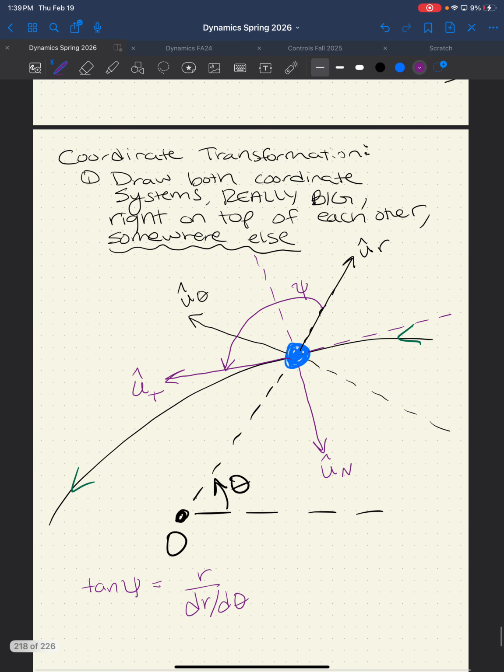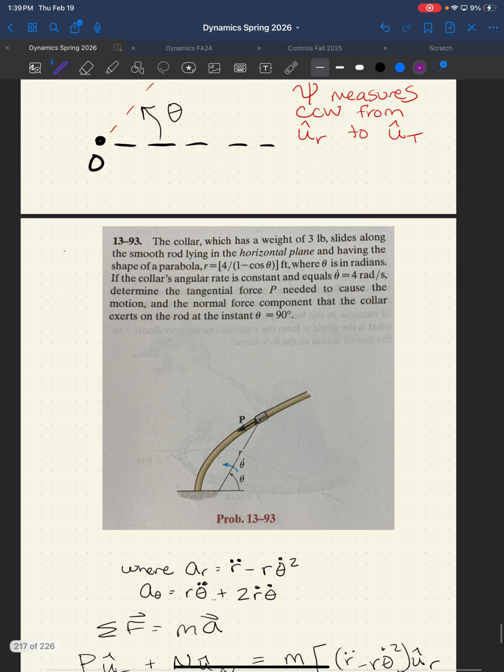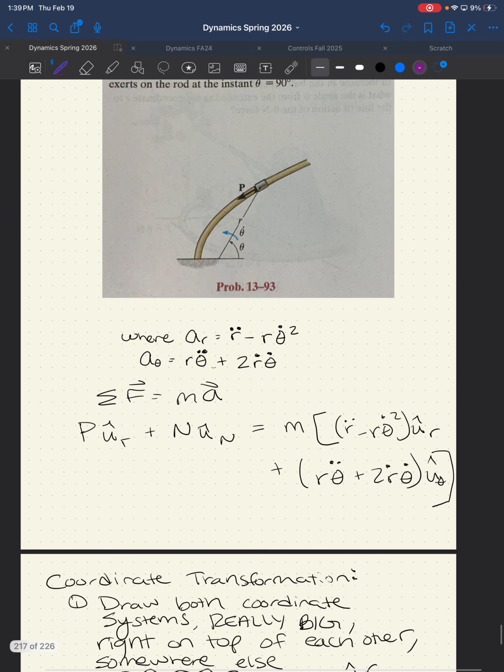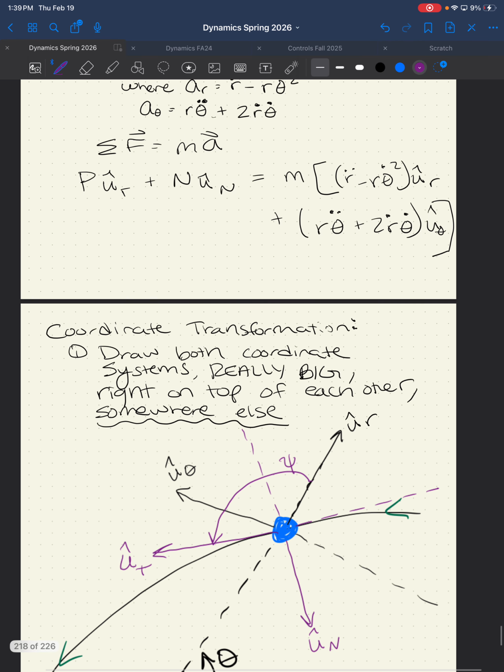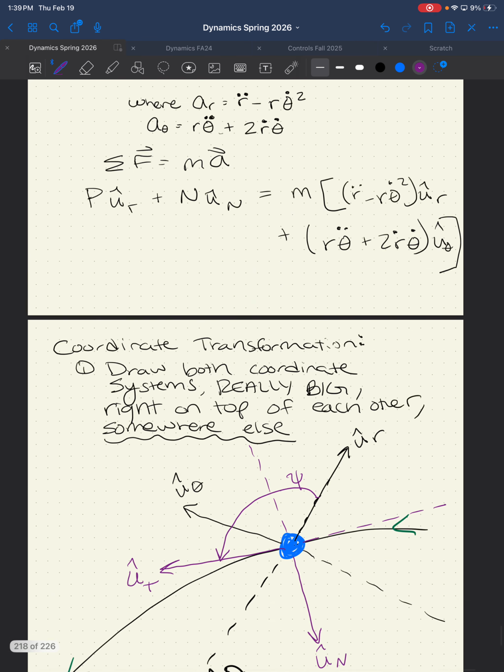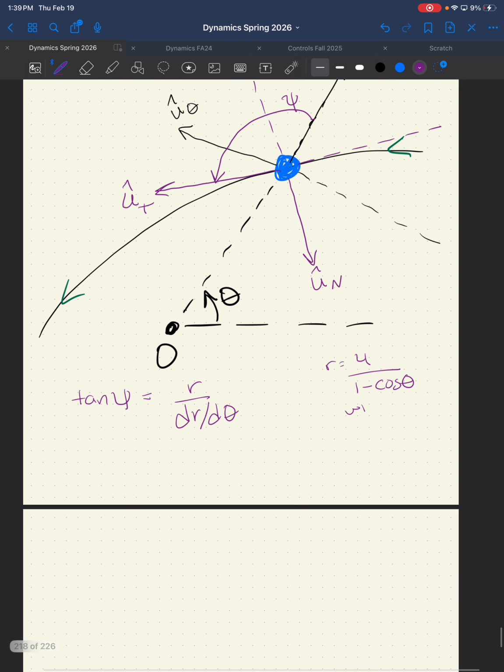Okay, six of one, half a dozen of the other. I'm going to say we're going to convert everything into normals and tangents. So that means that I need to use this picture to write u hat theta in terms of some amount in the tangent direction and some amount in the normal direction. We'll see that we have some amount that goes in the positive tangent and some amount that goes in the negative normal.